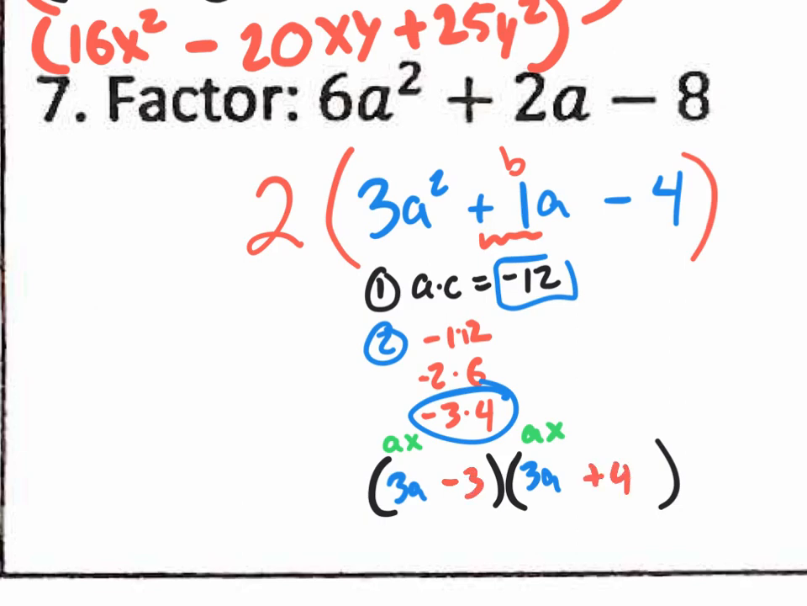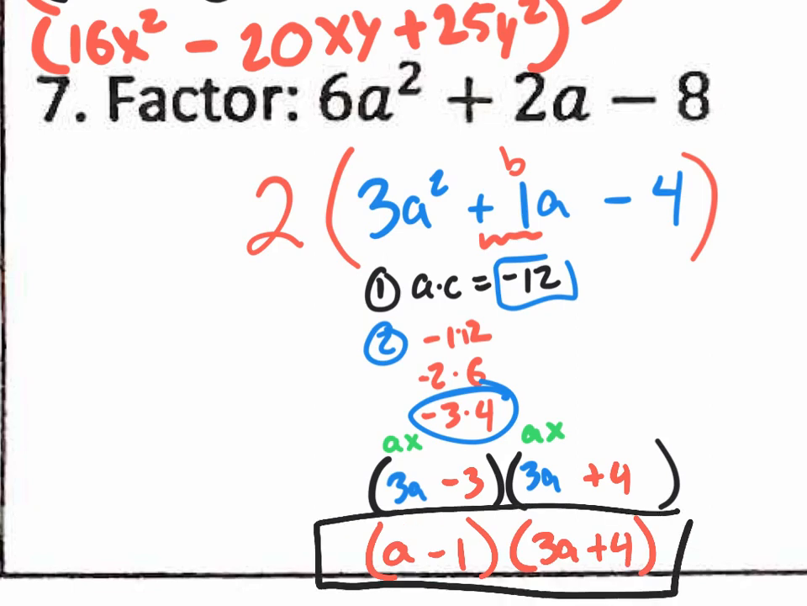And step 4 is to magically reduce each binomial by the GCF. So the first parenthesis, what could you divide both of those by? By 3, what do you get? Okay, and what could you divide the other one by? Nothing. So 3a plus 4. Oh wait, I'm sorry, I forgot the 2 out here in the front. 2 in the front times a minus 1 times 3a plus 4. That's completely factored right there.